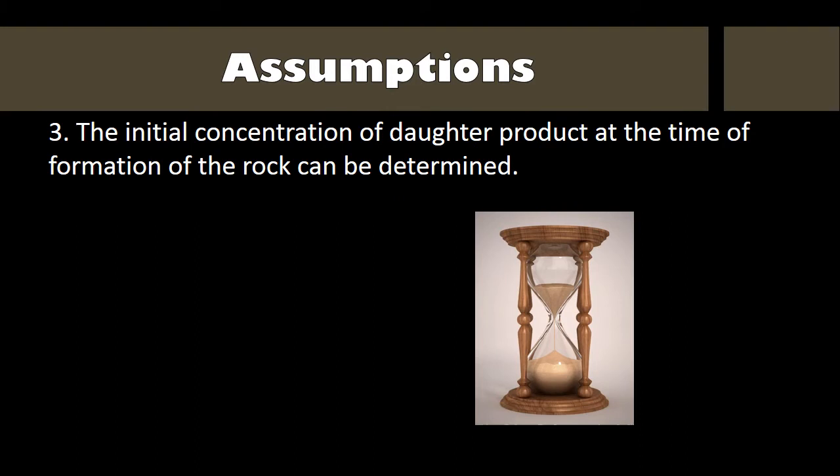Number 3, we assume that the initial concentration of daughter product can be determined. In our hourglass illustration, this would mean that if there was already some sand in the bottom when we turned the hourglass over, it is possible to determine how much was there so we could adjust our calculations. If scientists did not know some old daughter product was left over when a new rock formed, the rock would date as much older than it really is.